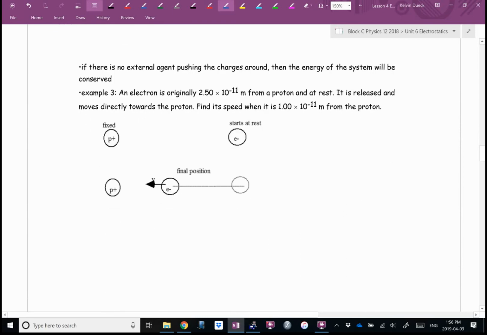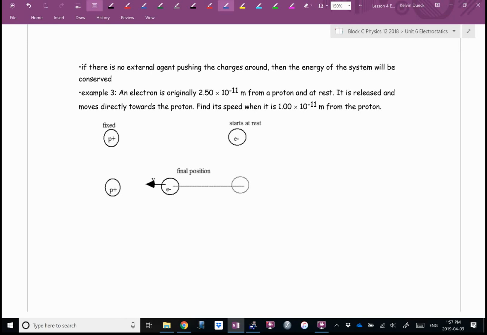Now, in both of these last two questions, we had an external agent, maybe an invisible angel or leprechaun or something, moving the charges around. If there is no external force, well then, energy will be conserved because there's no outside source of energy.